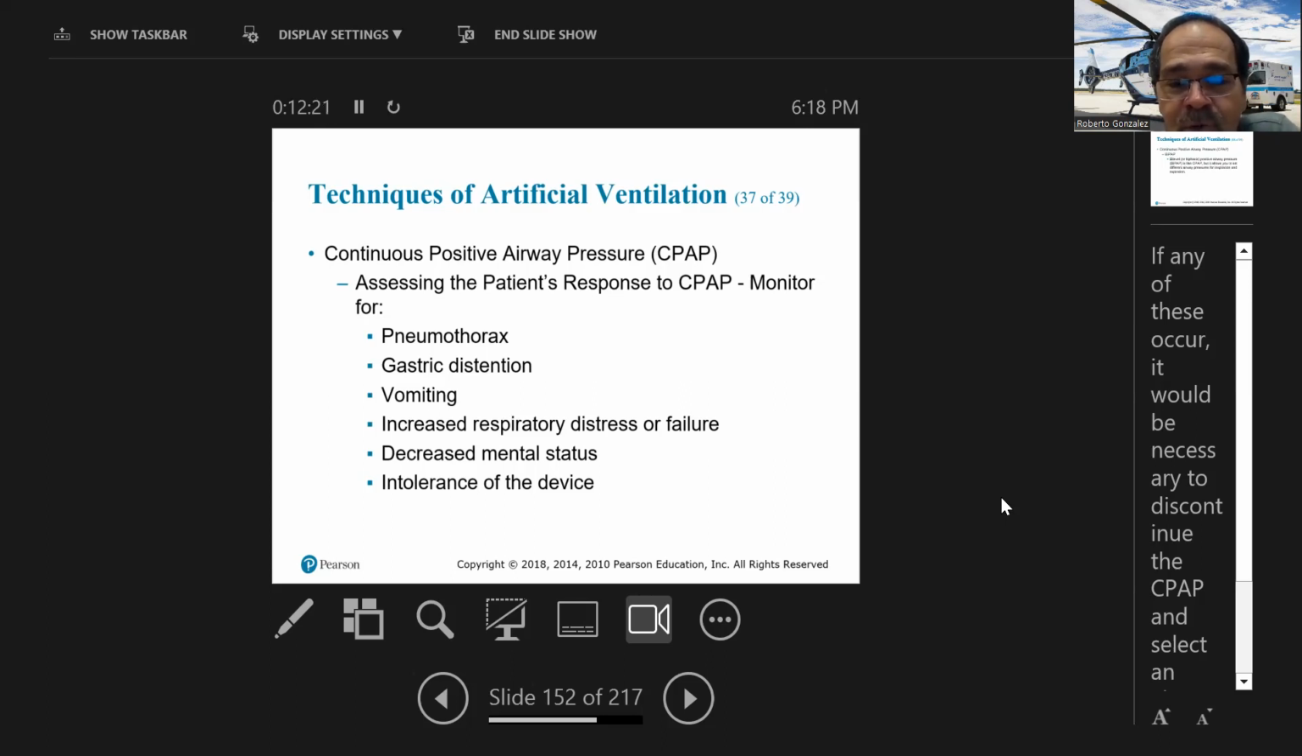Increased respiratory distress or failure. Now all this means is that if they're getting worse, or decreased mental status if they go unconscious, or intolerance to the device. Some people will start tearing the device off their face. You'd be surprised. I've had patients that will take off the nasal cannula because they can't tolerate it. And that's something I would put because I know they're not going to tolerate the non-rebreather mask.